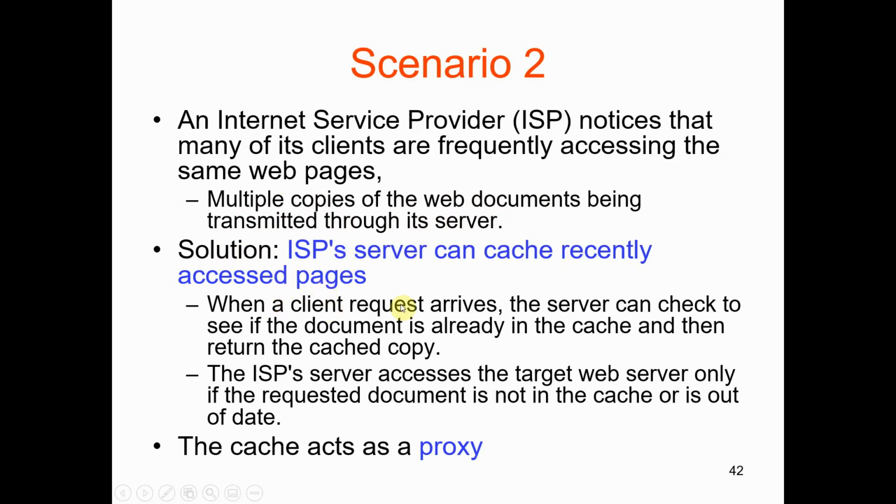So when a client request arrives, the server can check to see if the document is already there. If the document is already in the cache, then just return the cached copy. You don't have to get a new copy. So the cache acts as a proxy. In this case, the cache is a proxy. If you're using a web browser, you will see that there's a function to clear cache. So you see that your local web browser is also using a proxy.